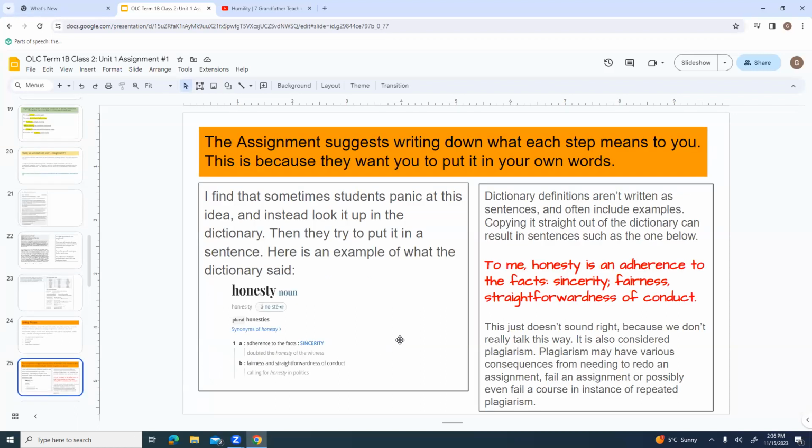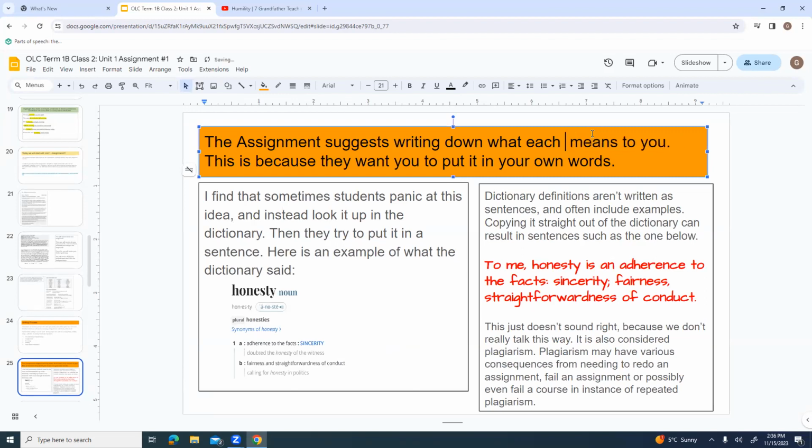Okay. So the assignment suggests writing down what each, they said step, I don't mean step, what each teaching means to you. And that's because they want you to put it in your own words. This is one of those hard things I find to do. So sometimes students kind of panic and they're worried about it. And so they just look up the dictionary and then they try to put what they see into a sentence. But the thing is, dictionary definitions aren't written as sentences. Often they include examples.